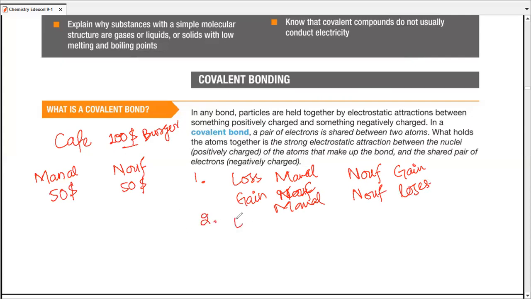The second option is equal sharing. You both have $50 each. You both go to the cafe. You buy a $100 burger. You get it cut in exact half. You sit together at a table. You enjoy your half equally by chatting with one another. Equal sharing, right? Now, let me tell you, this was ionic bonding. This is going to be covalent bonding.